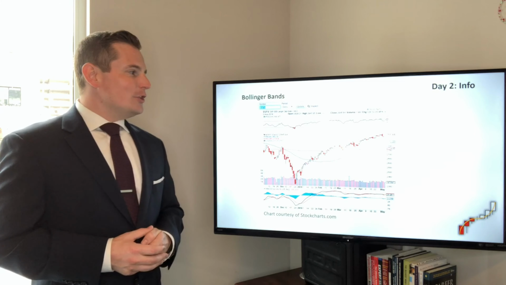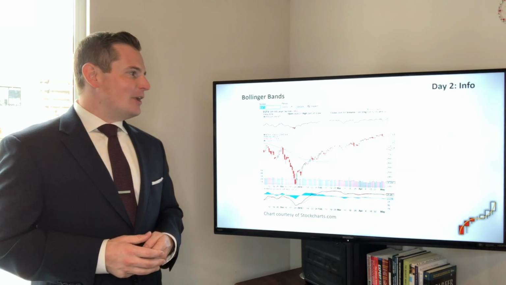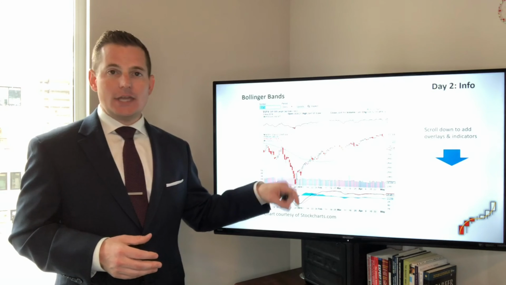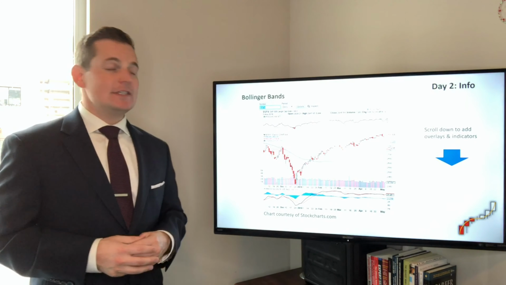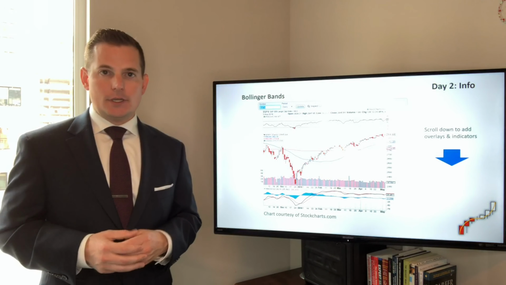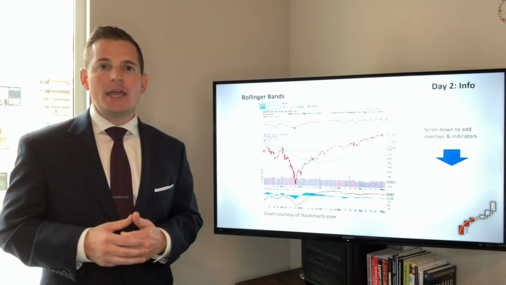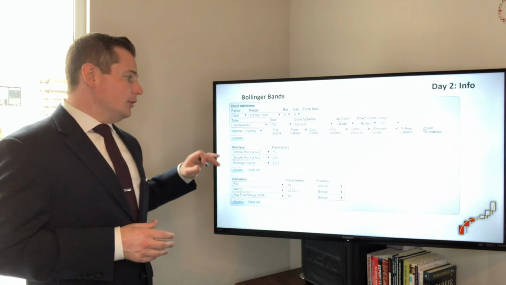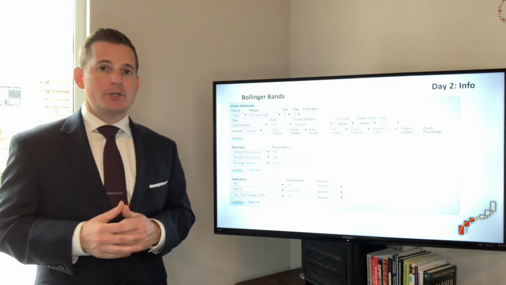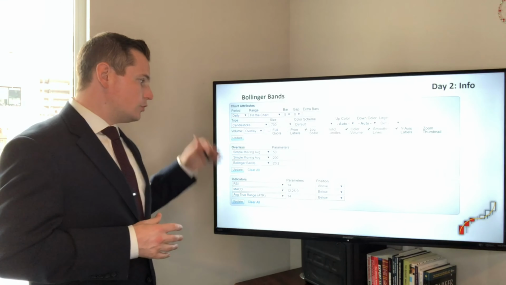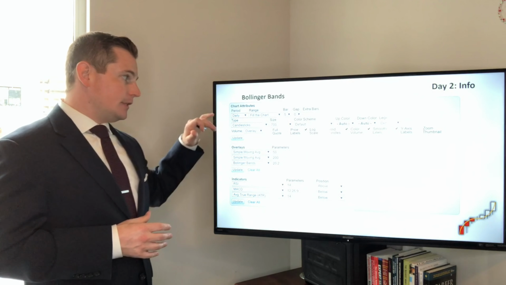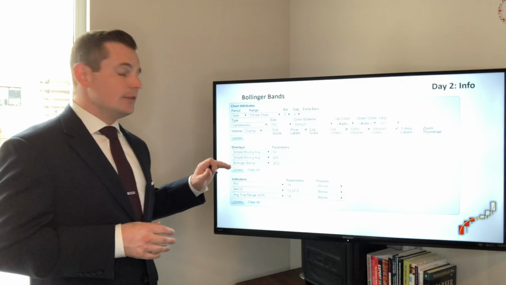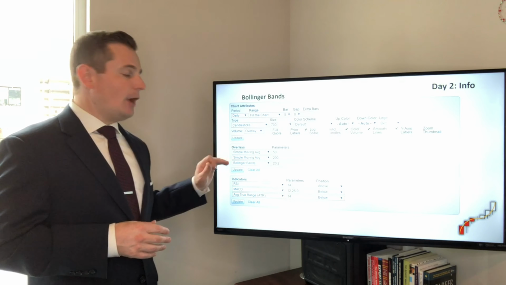Now to add the Bollinger Bands on the chart, we're going to scroll down on stockcharts.com and we're going to see these overlays and indicators. This is where we're going to add the Bollinger Bands and the ATR. Once you scroll down, you're going to see the chart attributes first, and then you're going to see the overlays. You'll see the Bollinger Bands option as an overlay, and this is where we input the Bollinger Bands.